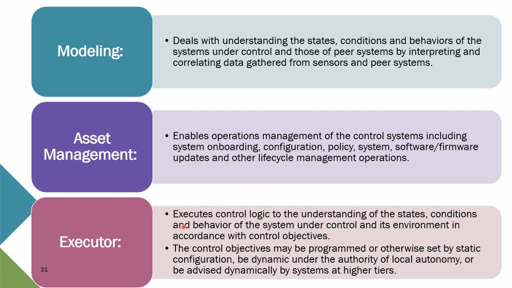The last one is the executor. This executor will execute control logic according to the understanding of the state, condition, and behavior of the system under control and its environment, in accordance with the control objective. The control objectives may be programmed or otherwise set by static configuration, be dynamic under the authority of local autonomy, or be advised dynamically by a system at a higher tier.